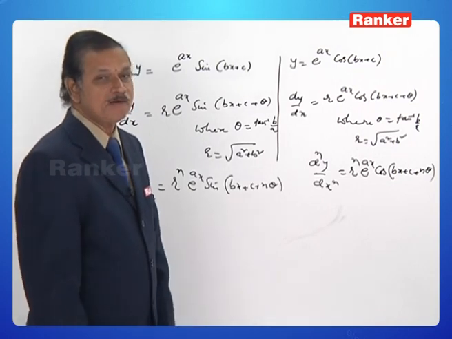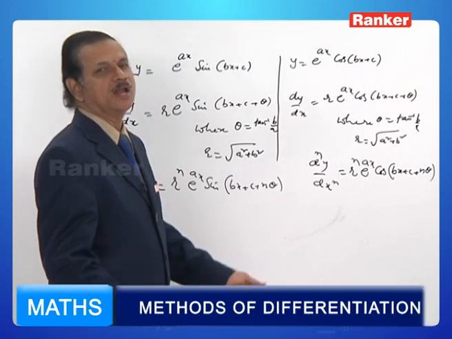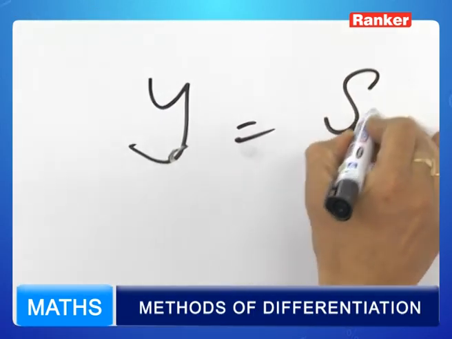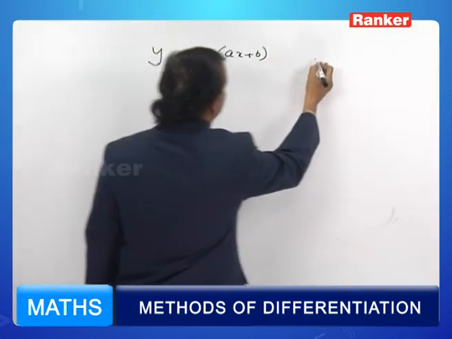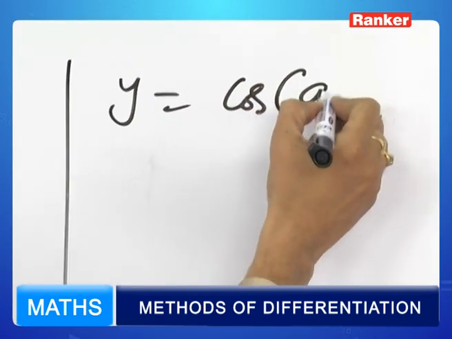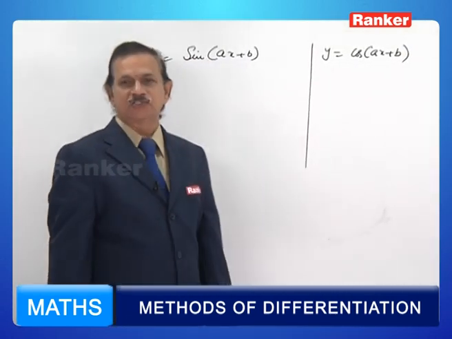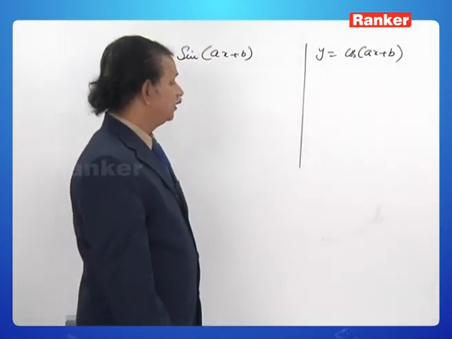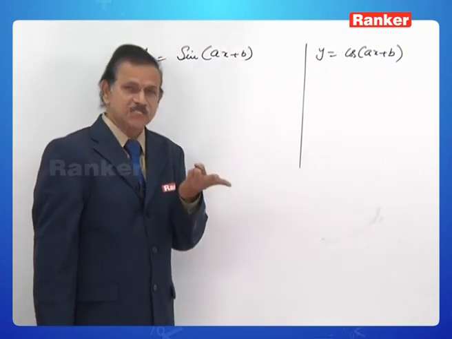In the absence of e power x, what happens to sine of ax plus b and sine of bx plus c? Let us see them. Y is equal to sine of ax plus b and y is equal to cos of ax plus b. You may think of one more thing. Why are we discussing these two functions only?